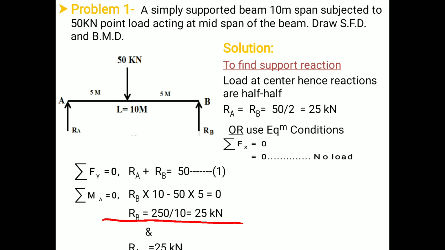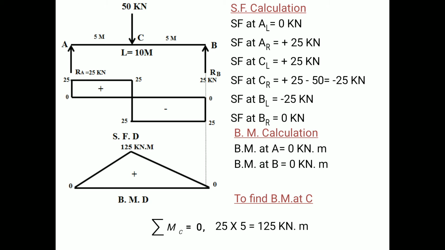Or by visual inspection also we can find out the value of RA and RB, which is equal to 25 kilonewton. So this is the first step while solving the numericals based on SFD and BMD, to find out the reactions. Next step is shear force calculation.